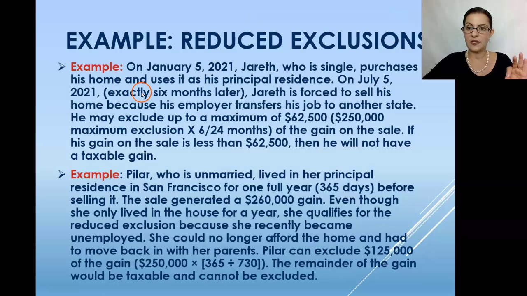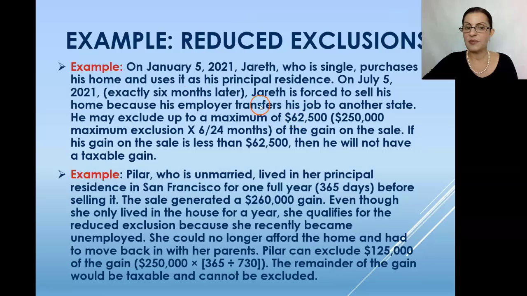So he lived in it and owned it for 6 months. And he does qualify for reduced exclusion because of the job transfer, but the maximum exclusion applies if you own and live in the home for 2 years. So that would be 24 months, but he only lived in it for 6. So you multiply $250,000, which is the maximum that he would ever be able to take, right? So you multiply $250,000 by 6 over 24 months. That's the fraction. $62,500. That's the answer. That's what he would be allowed to exclude.